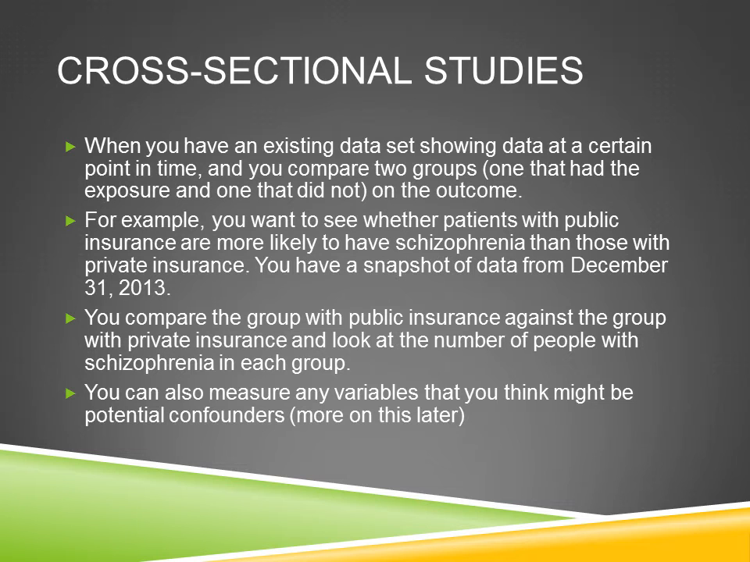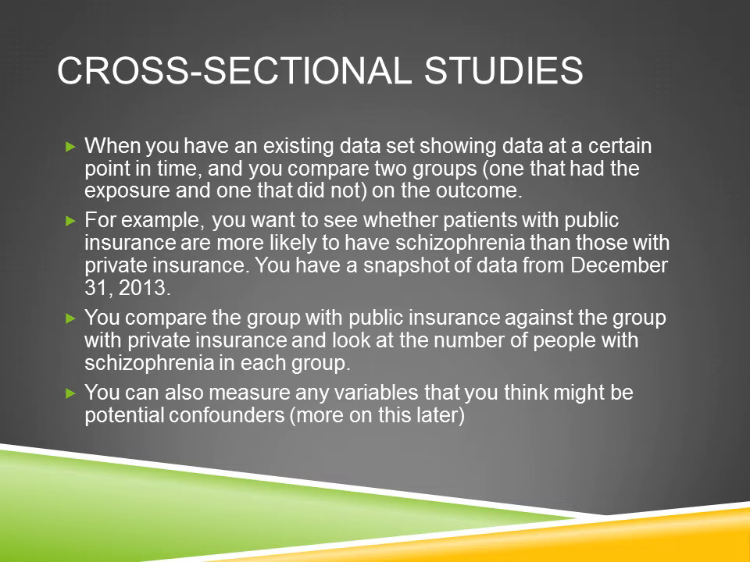So cross-sectional studies are when you have an existing data set showing data at a single point in time, and you compare two groups, one that had the exposure and one that did not, on a certain outcome of interest. So for example, you want to see whether patients with public insurance are more likely to have schizophrenia than those with private insurance, and you have a snapshot of claims data from December 31st, 2013. And so you compare the group with public insurance against the group with private insurance, and you look at the number of people with schizophrenia in each group.